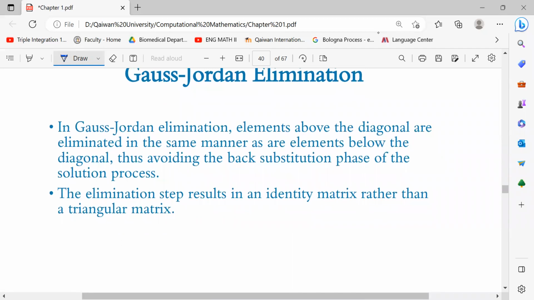For Gauss-Jordan elimination, what we do is convert the augmented matrix to reduced row echelon form. We need to convert the matrix to reduced row echelon form. We have 4 conditions for a reduced row echelon form matrix. First, the zero rows must be at the bottom.